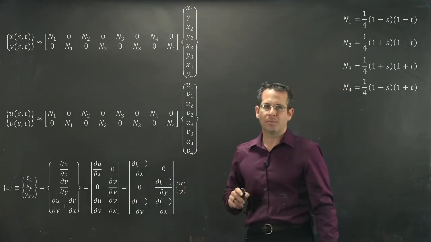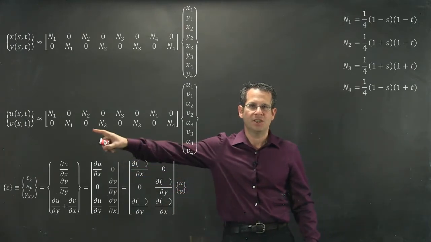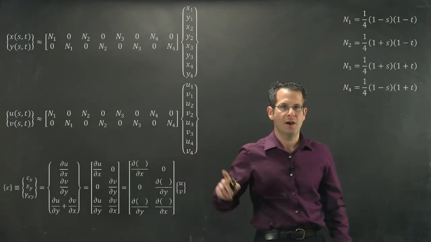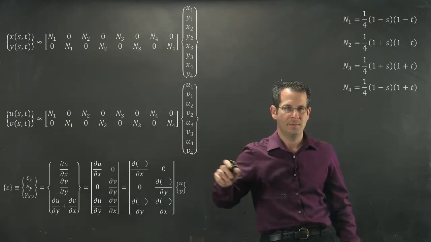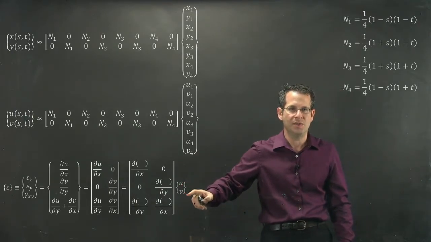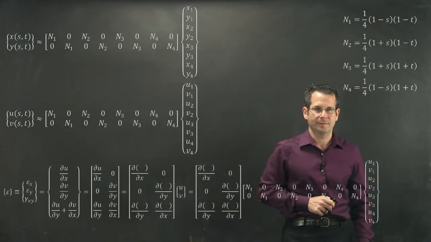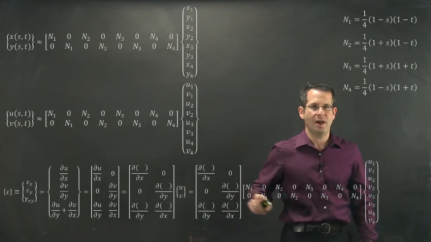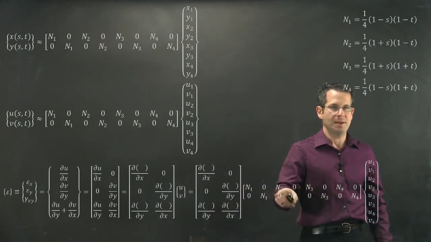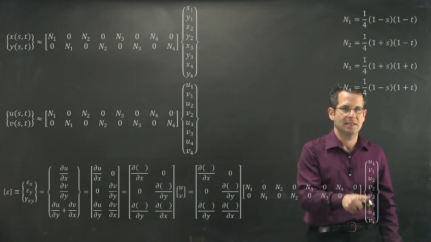Okay? So now I have this, which I am calling an operator matrix. I now have a little problem. I don't actually have u and v. I have functions of u and v in terms of s and t multiplied by my displacement vector. So I can rewrite this with my operator matrix like this. Now I have my operator matrix times my shape matrix in terms of s and t, times my displacement vector.